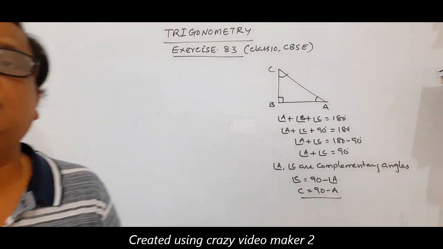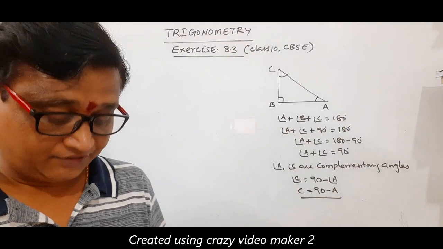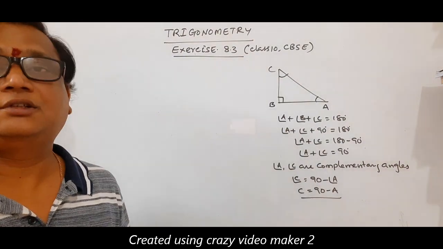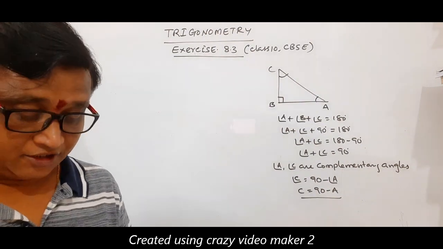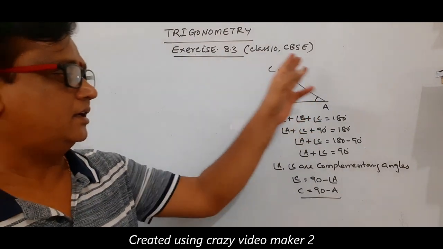In this video session, I am going to explain 8.3 exercise of class 10 CBSE Maths. In this topic, we are going to learn complementary angles of trigonometric ratios. What we are going to do here, first we draw one right angle triangle.